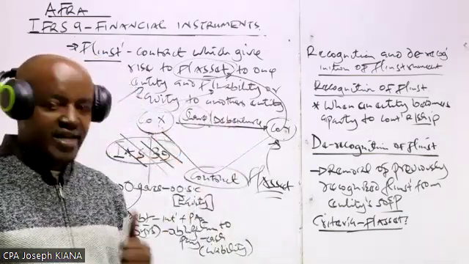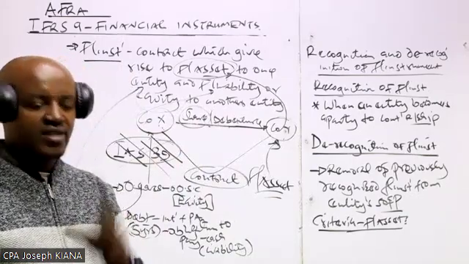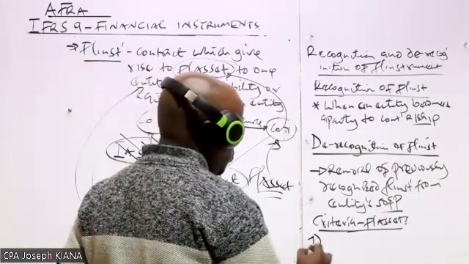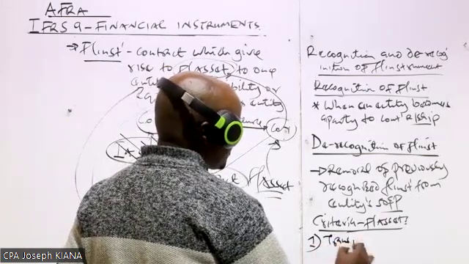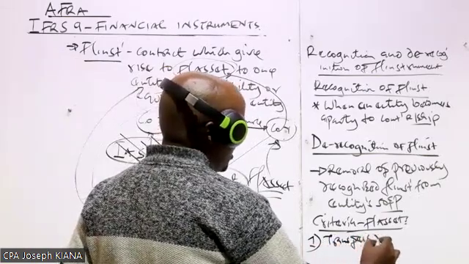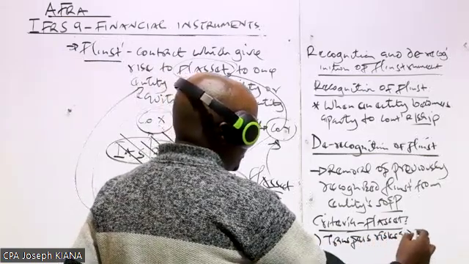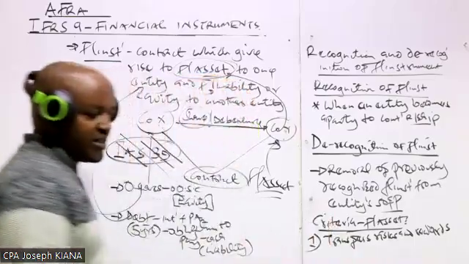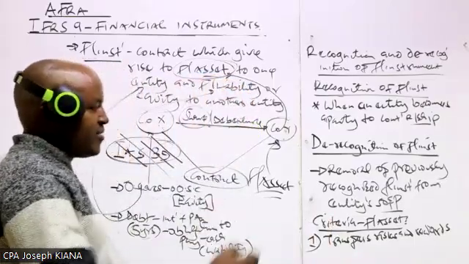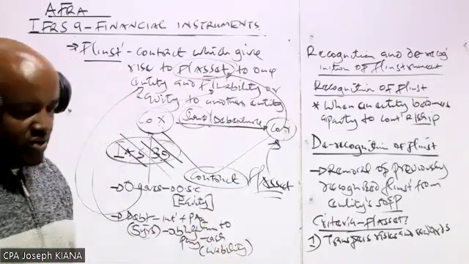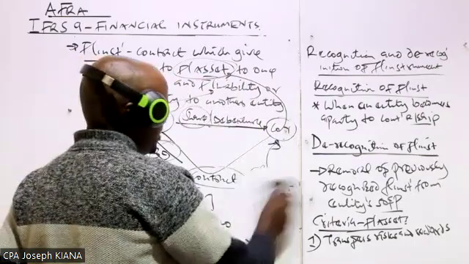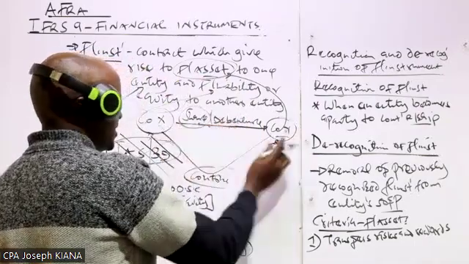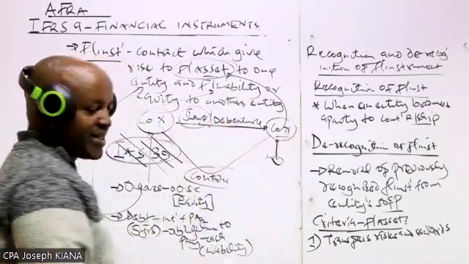So which are the criteria for de-recognizing financial assets? In IFRS 9, we have two criteria. One is when an entity transfers the risks and rewards which are associated with the financial asset. So what do you mean by transferring risks and rewards? In very simple terms, this is where a company, for example, has invested in shares or debentures of company X, but this company has transferred the risks and rewards.